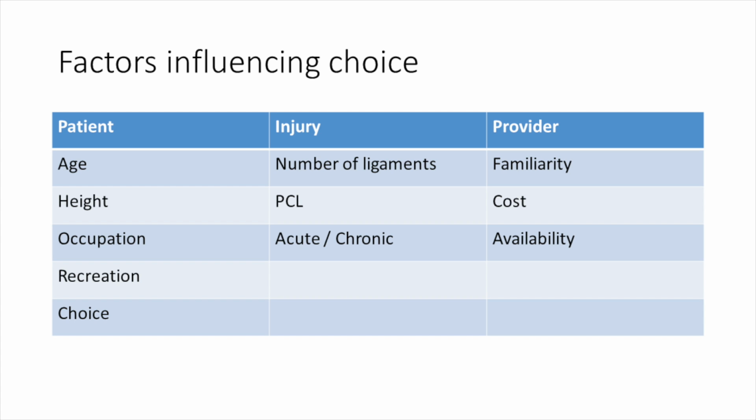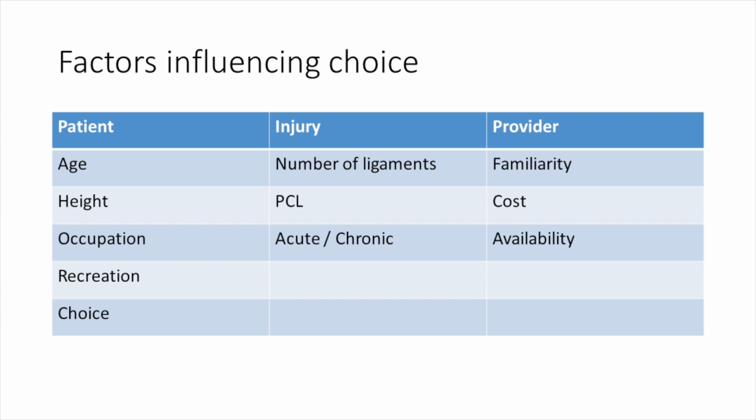The type of injury will influence things, the number of ligaments that you need to reconstruct within the tourniquet time available. Is the PCL injured? You might not want to defunction the extensor mechanism, which is the main agonist to the PCL. And is the injury acute or chronic? If you're thinking about a graft that requires some ingrowth from native tissue, you might not want to be using that in a chronic injury without a viable stump.